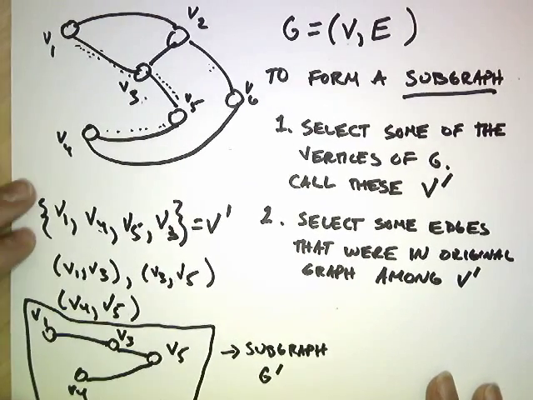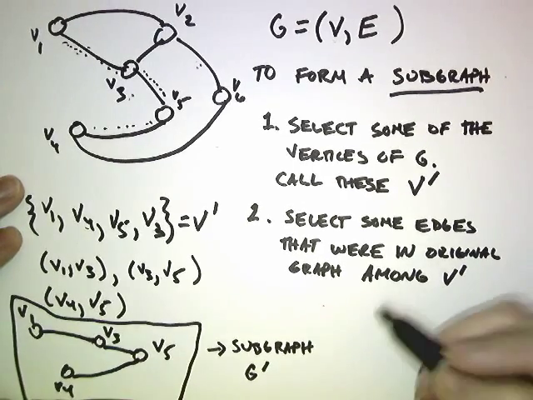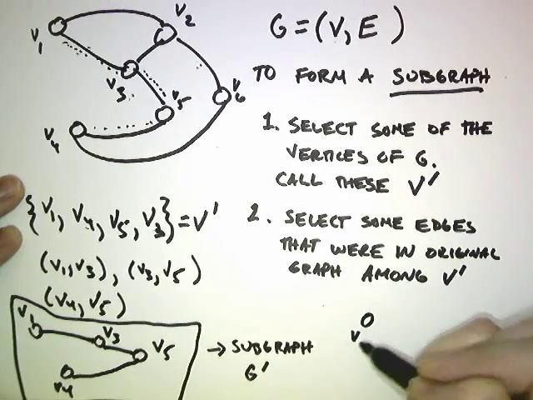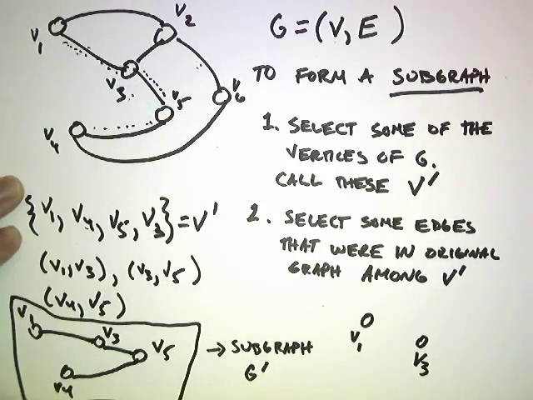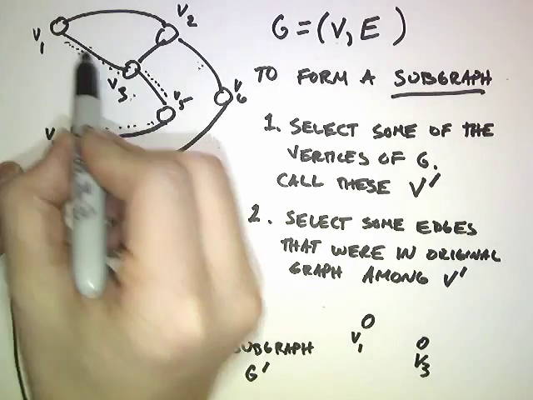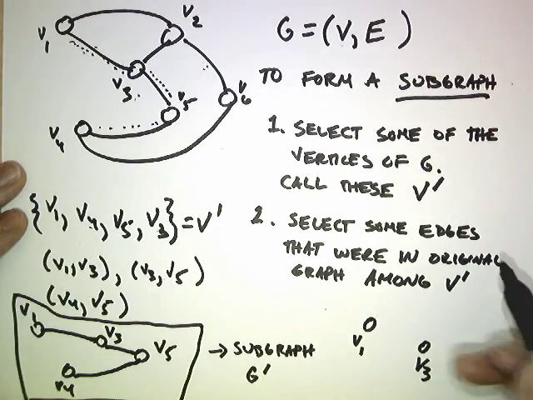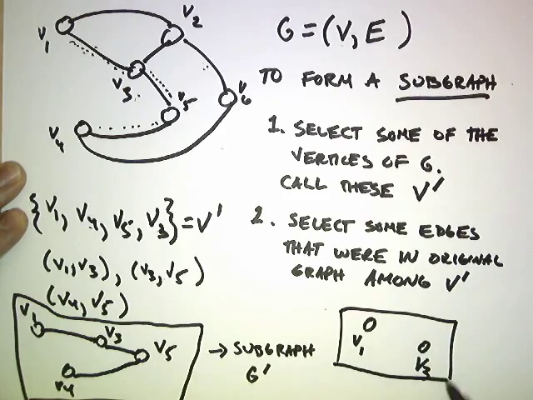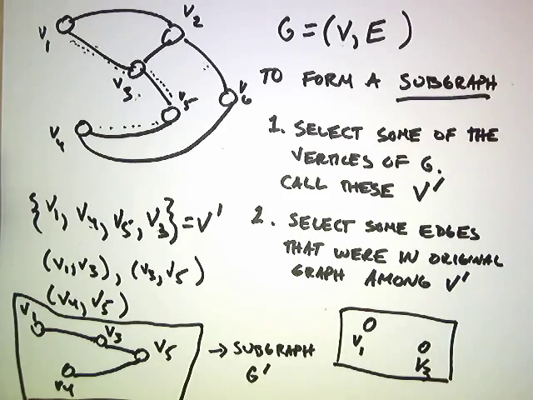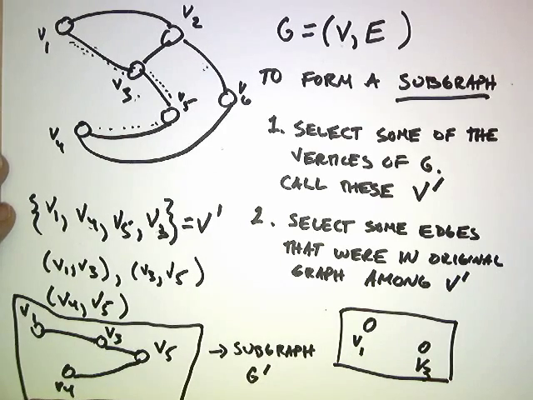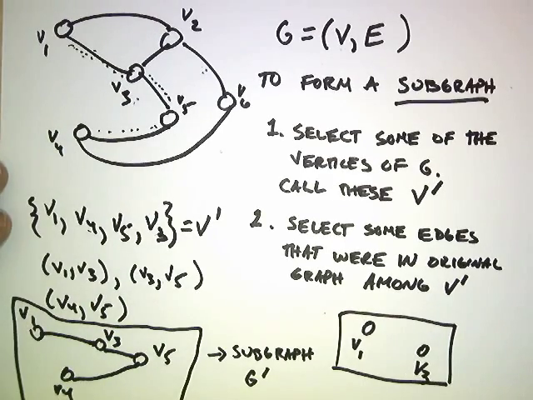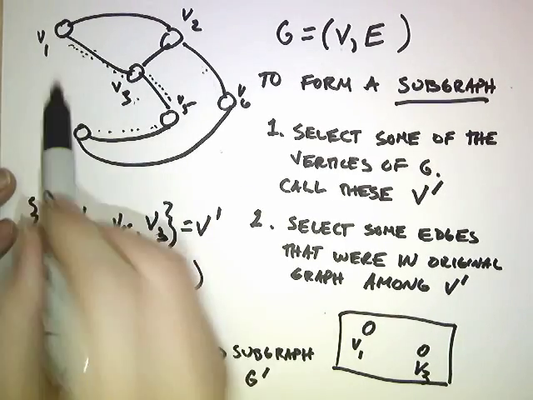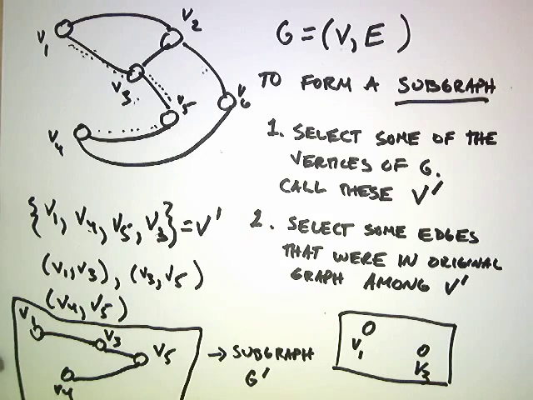So let me pick another subgraph of this graph. I'll choose V1 and V3. That's my V prime, and I have one edge to choose from. Well, I'm not going to choose it, so I'm just going to be left with this graph. It's a pretty boring graph. It has two vertices and no edges, but it is a subgraph of the original graph. Now I could select all of the vertices in the graph G, and I could select all of their edges if I've selected all the vertices. That's also a subgraph of G. So G is a subgraph of G.